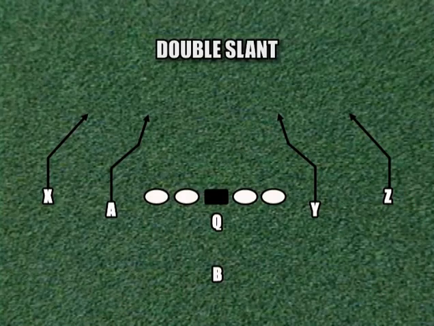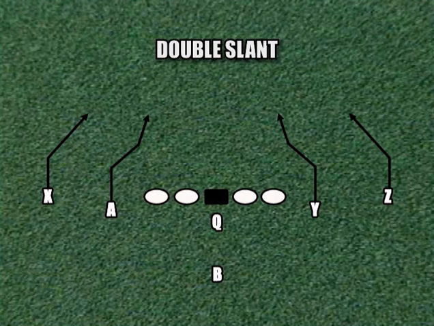Our next route is the double slant. The double slant has been a good route for us versus any coverage. It's great against man coverage. It's good against cover two or a one safety look. Our two inside receivers are going to go up two to three steps, and they're going to break it inside, and then they're going to flatten back out and get up the field.